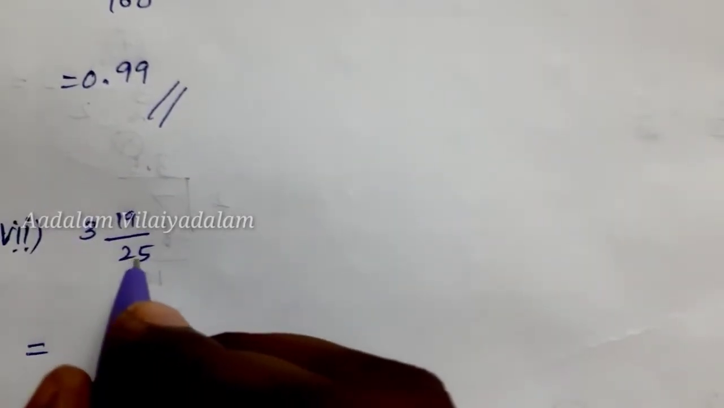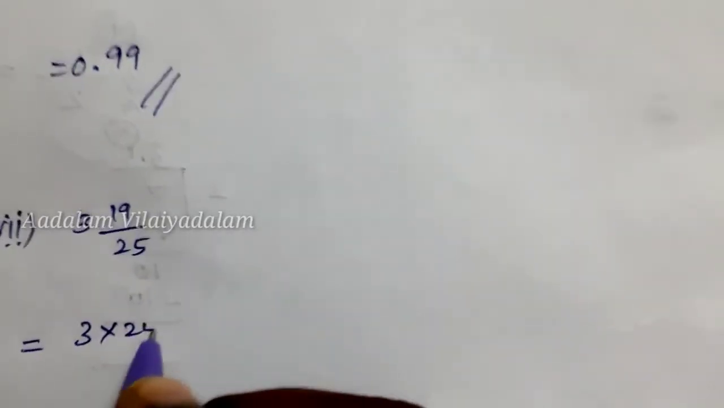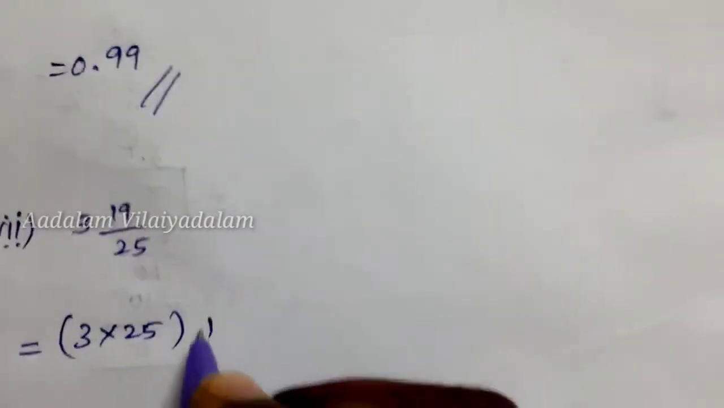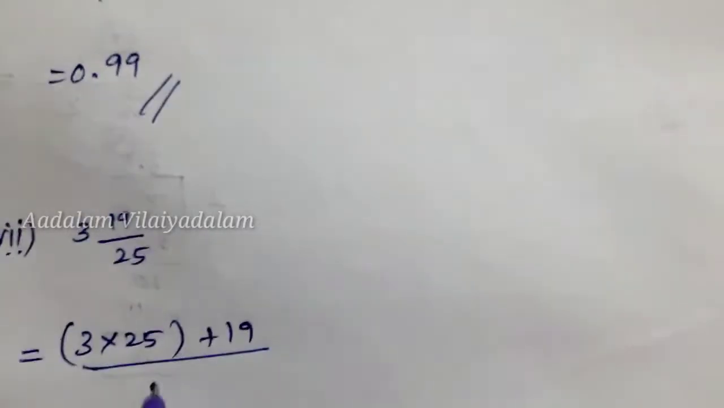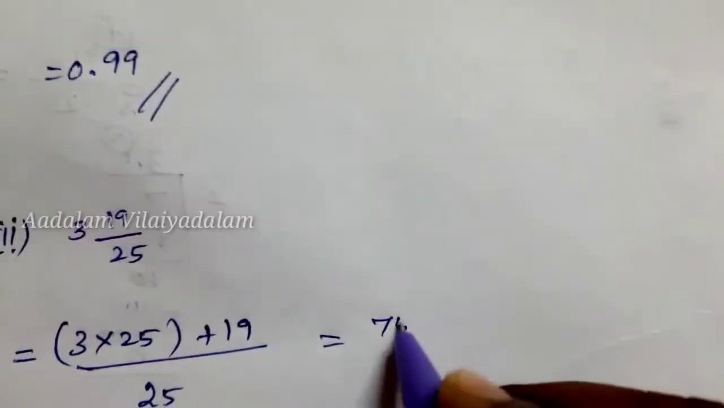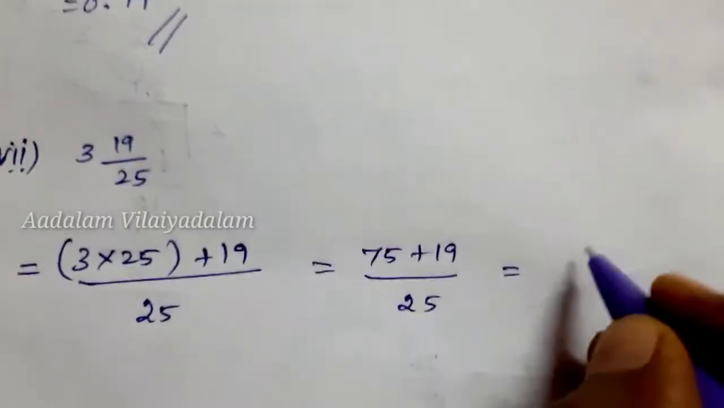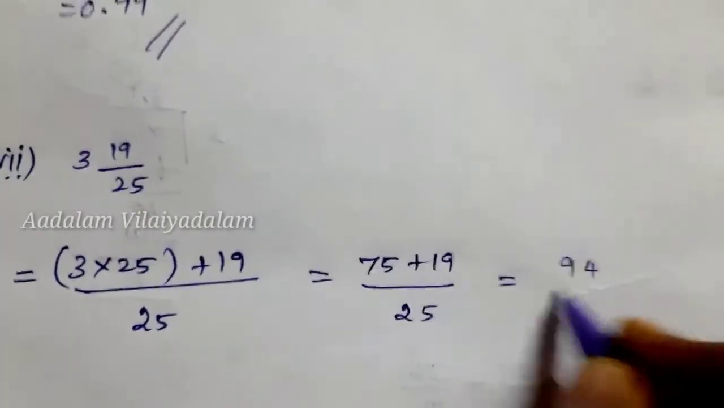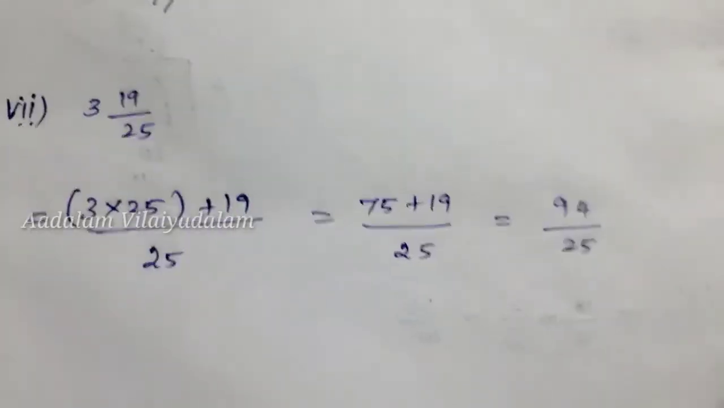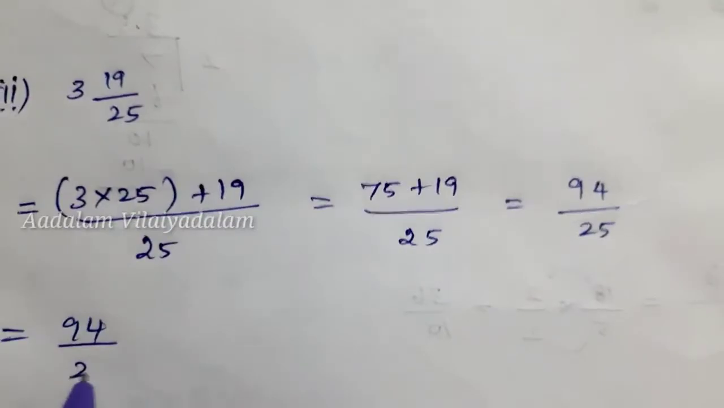So as usual, multiply the denominator with the whole number. Therefore, 3 into 25 plus 19, divided by 25. 3 twenty-fives are 75, plus 19, divided by 25. Then we will get 94 divided by 25. Now this is the required fraction to convert into a decimal number.